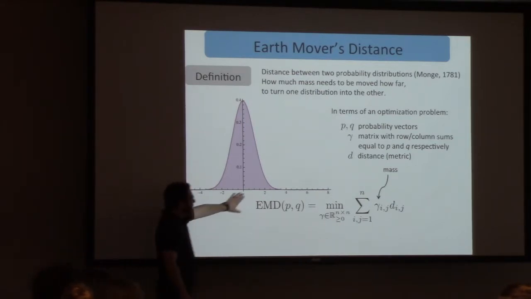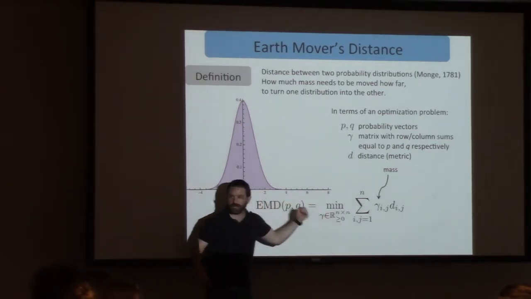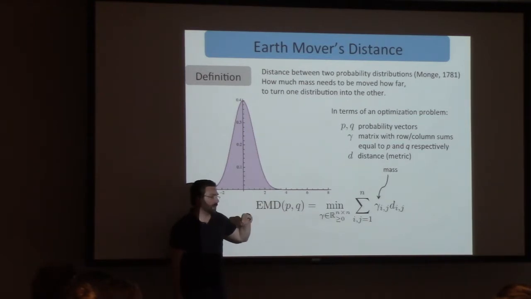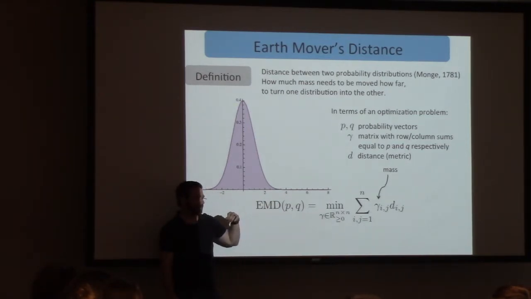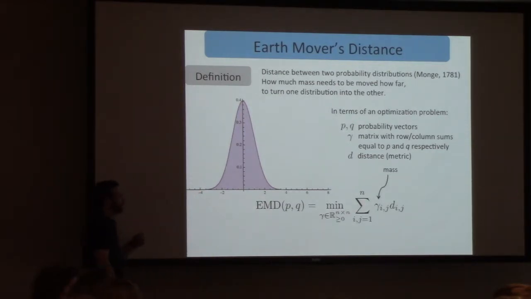The output that you get will definitely be unique. Many small moves versus one long move. It depends on the complexity of the code. Yeah, the number that you get out is unique, but the flow, this little gamma right here, this matrix that achieves this minimum, is not necessarily unique.